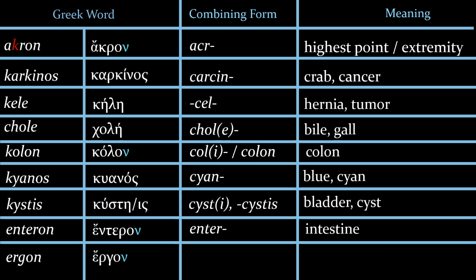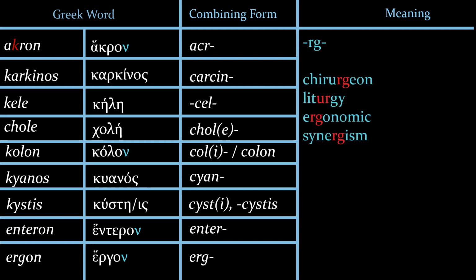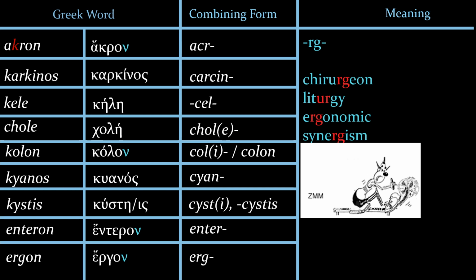Enteron, and there's the Greek enteron, and again with that movable nu at the end. And it has nothing to do with entry. This actually pertains to the intestine. Next, we have ergon, and there's the Greek ergon, a very important word. Okay, and its combining form is erg, and it means action or work, and we'll take a closer look at this in a few moments also.